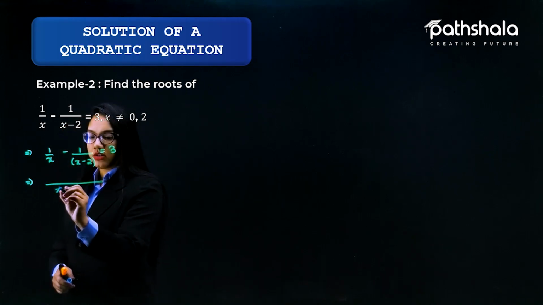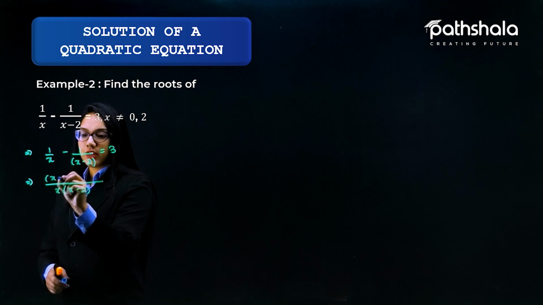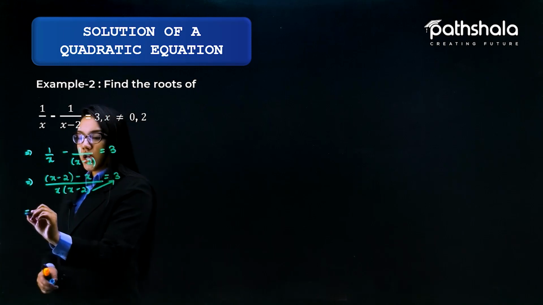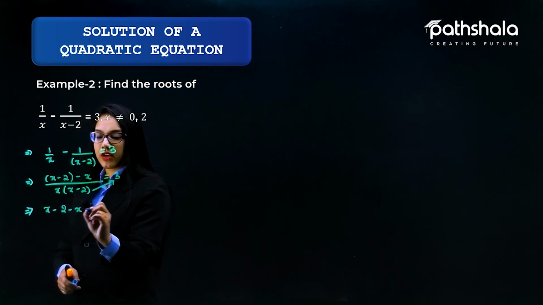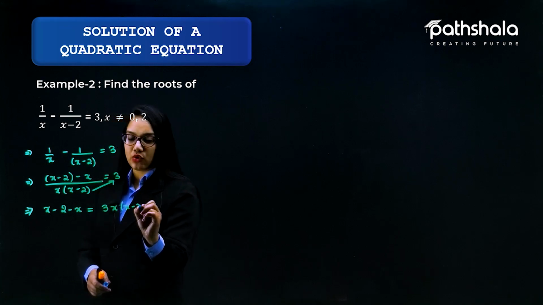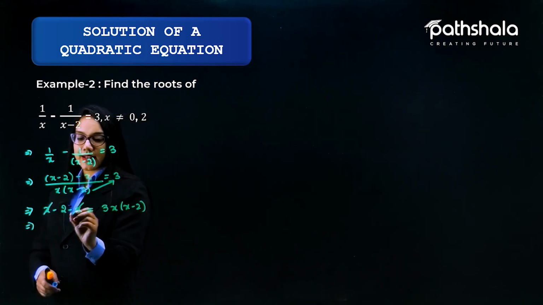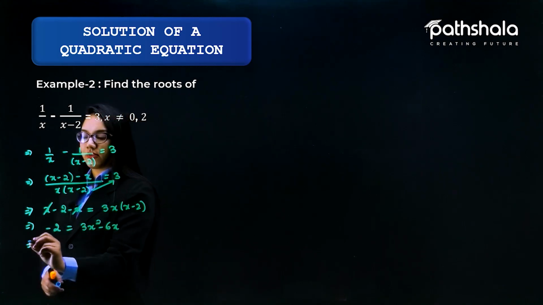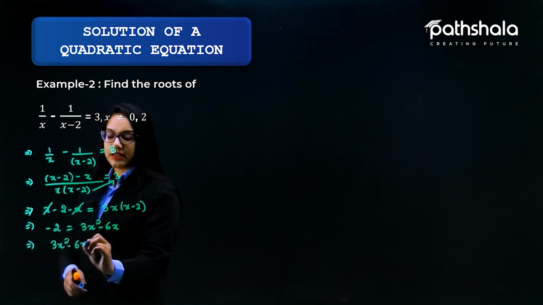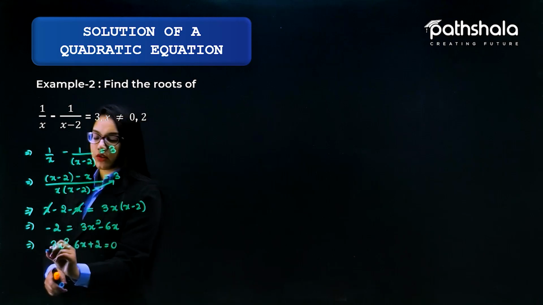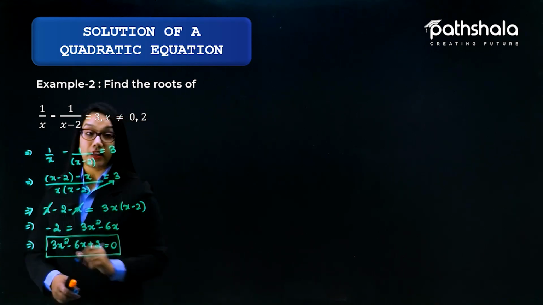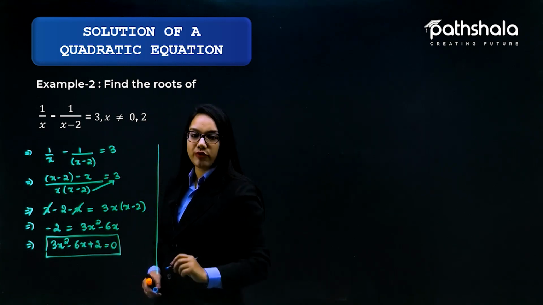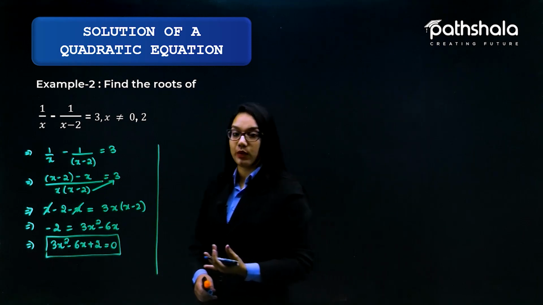If I take the LCM, this would be x into x minus 2, in the numerator x minus 2 minus x, which is equal to 3. Taking these elements across, this would be x minus 2 minus x is equal to 3 into x minus 2. So x and x get cancelled with each other. Minus 2 is equal to 3x square minus 2x, and we can rewrite this as 3x square minus 6x plus 2 equal to 0, and this is the quadratic equation that we are getting. Using the quadratic formula, we will now find the roots of this quadratic equation.